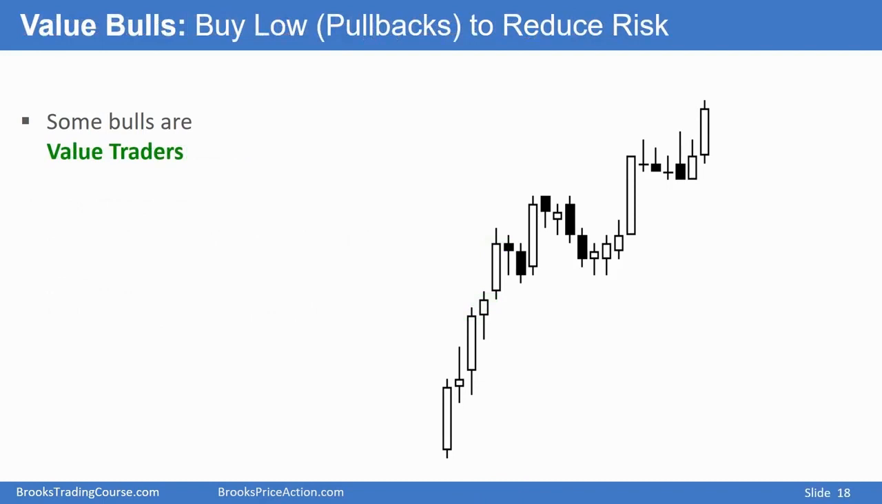Some bulls are value traders. Some bulls are momentum traders. They just keep buying as the breakout is continuing, confident that they'll make money. Other bulls rather buy pullbacks because they want to reduce their risk.